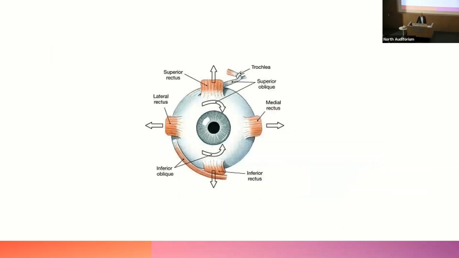There's just another image. Medial rectus takes you in, lateral rectus takes you out, superior up, inferior down. That should all be pretty intuitive. You should be able to name these muscles and the nerves that supply them, okay?